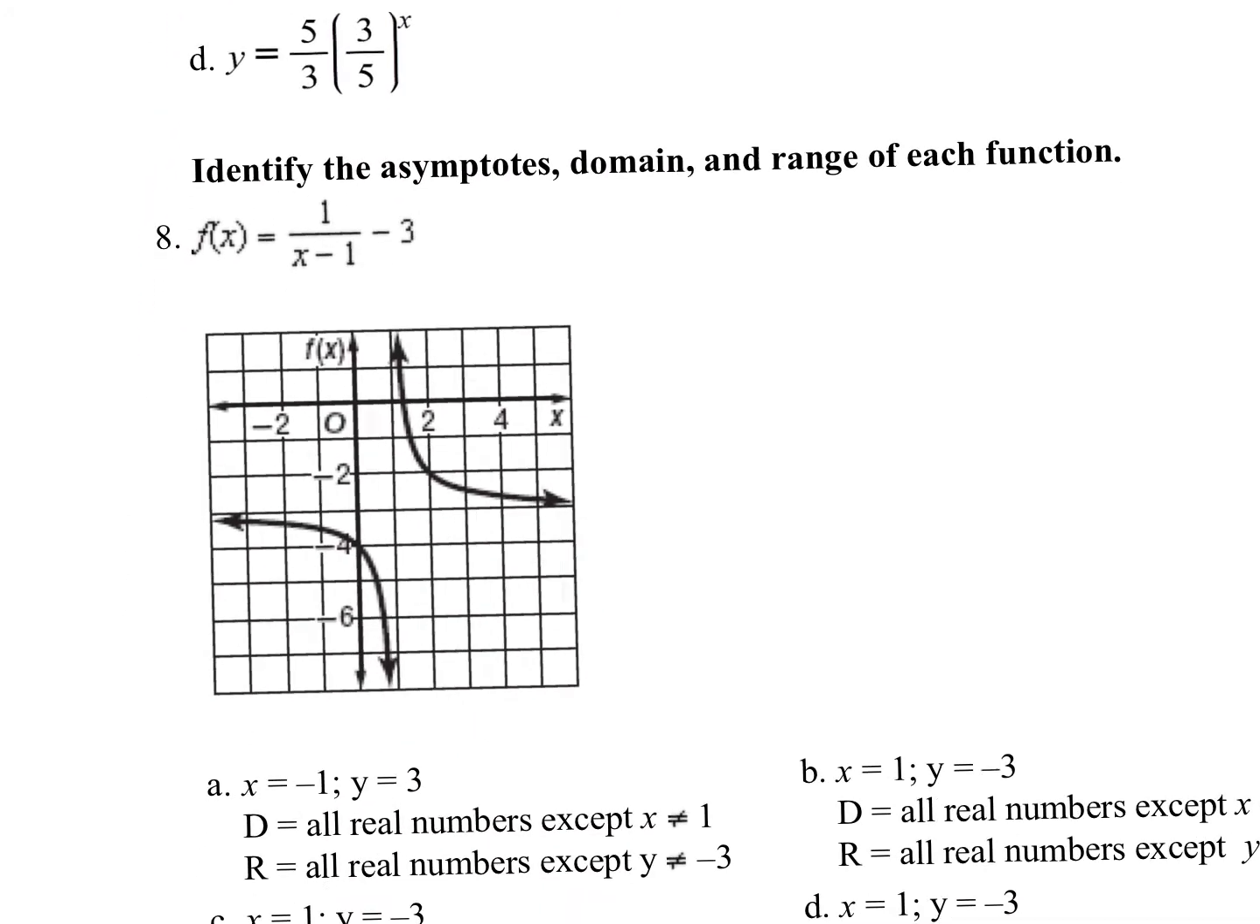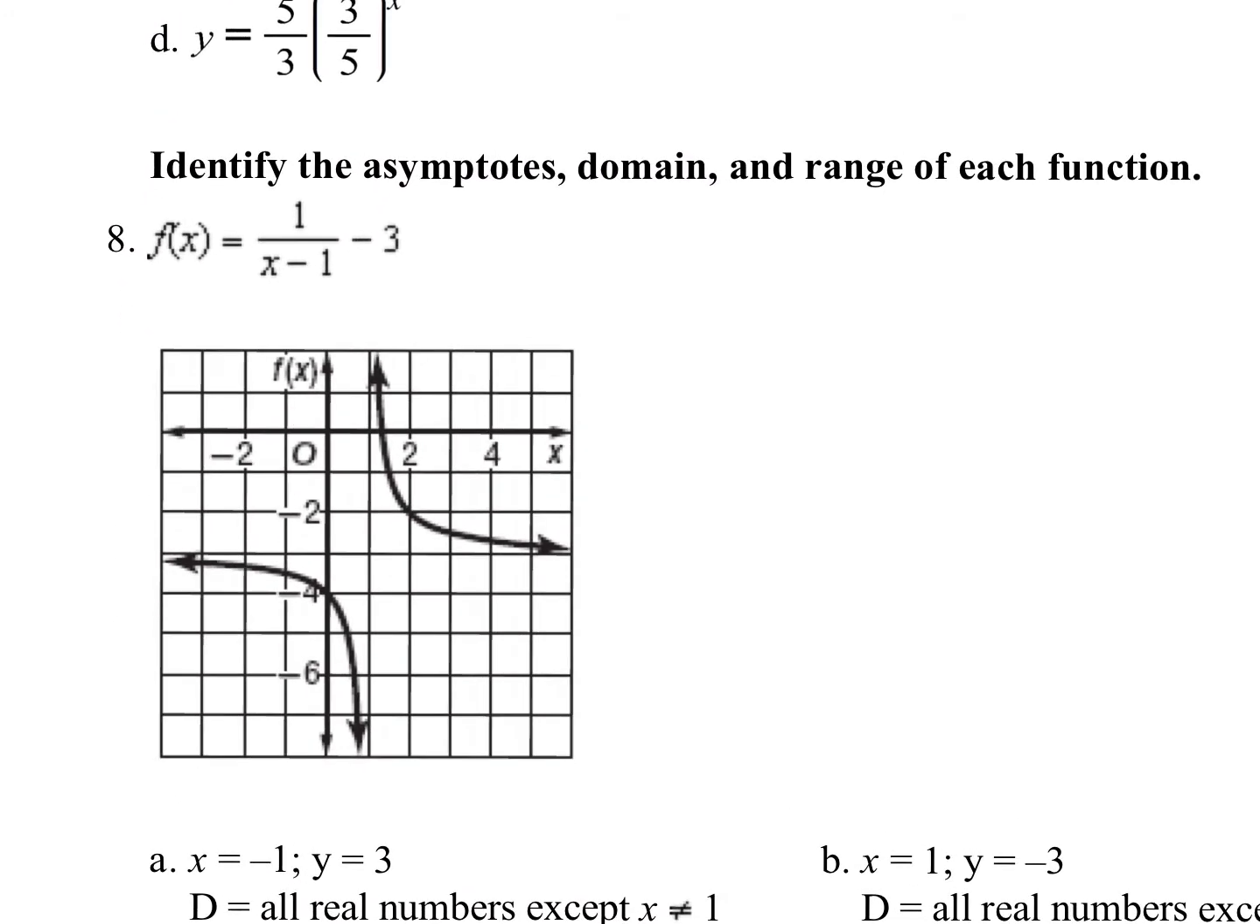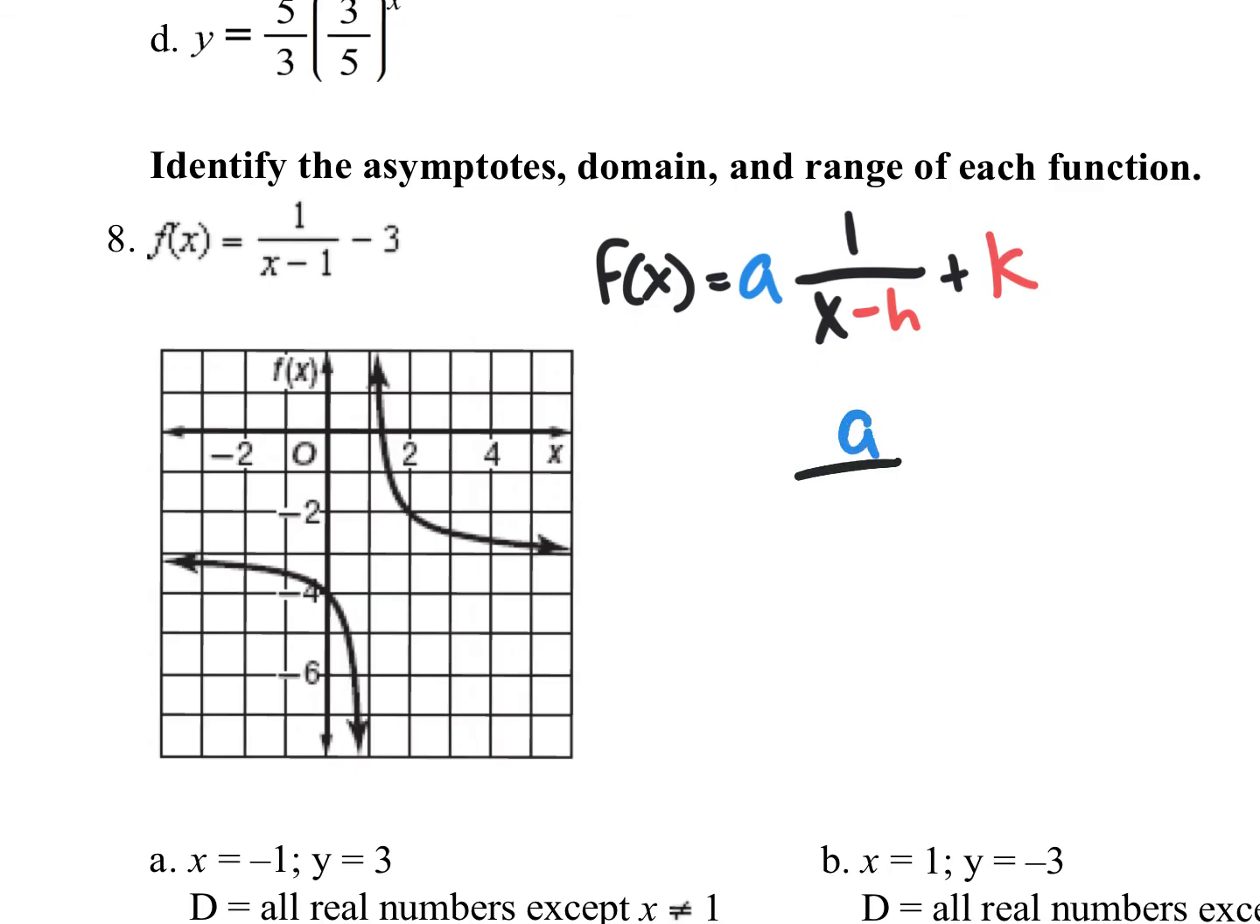Number 8. Identify the asymptotes, the domain and range of each function. Okay, so I hope we remember the form of these reciprocal functions. There it is. Or, of course, you might see it with that a value being written up here. After all, if you put a over 1, like if this were a 5, you put 5 over 1, and then you'd have to multiply 5 times 1 to get the 5 up here. So it is possible where you see the a up there, and then x minus h, and then plus k, all right?